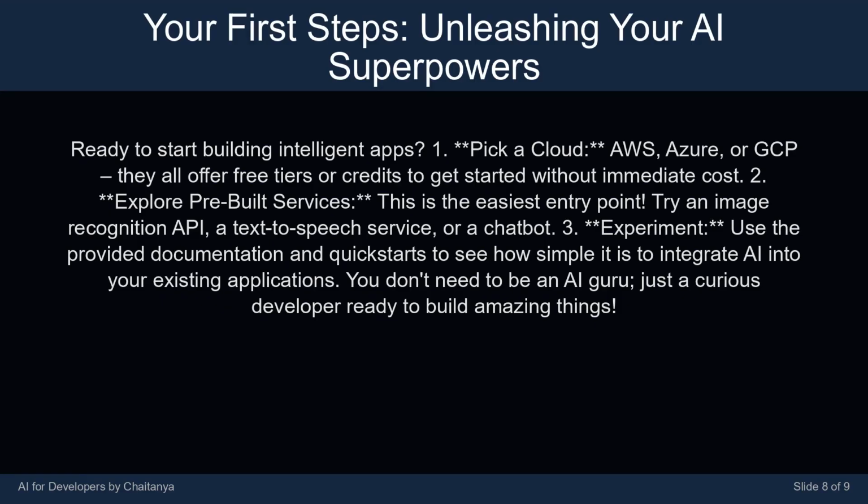Ready to start building intelligent apps? One: pick a cloud, AWS, Azure, or GCP. They all offer free tiers or credits to get started without immediate cost. Two: explore pre-built services. This is the easiest entry point. Try an image recognition API, a text-to-speech service, or a chatbot. Three: experiment. Use the provided documentation and quick starts to see how simple it is to integrate AI into your existing applications. You don't need to be an AI guru, just a curious developer ready to build amazing things.